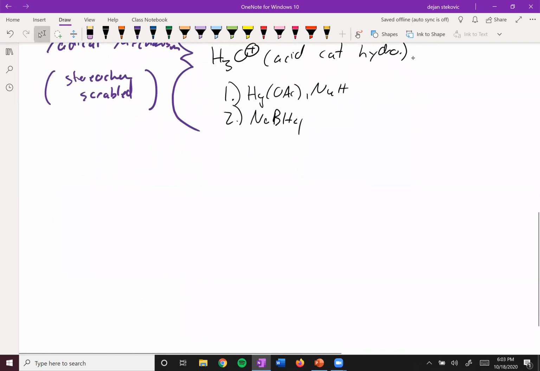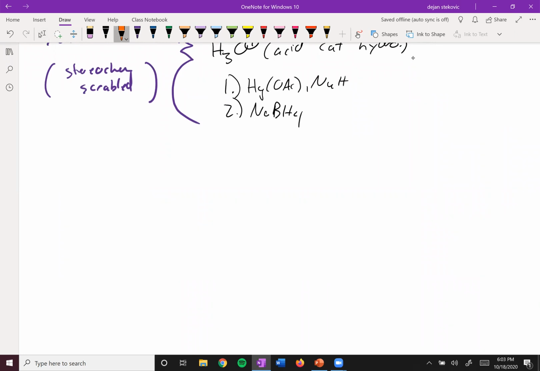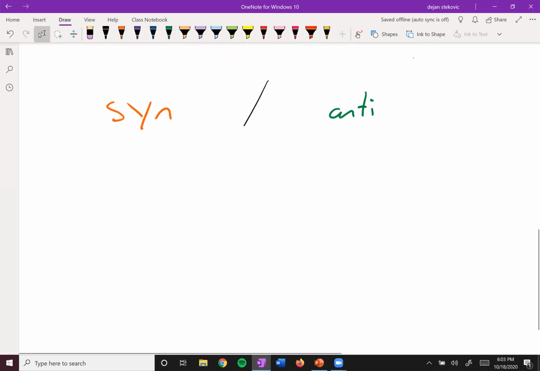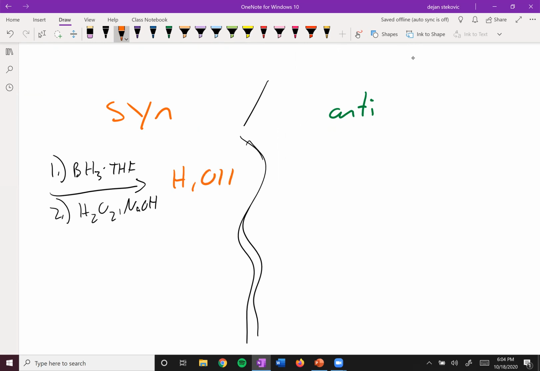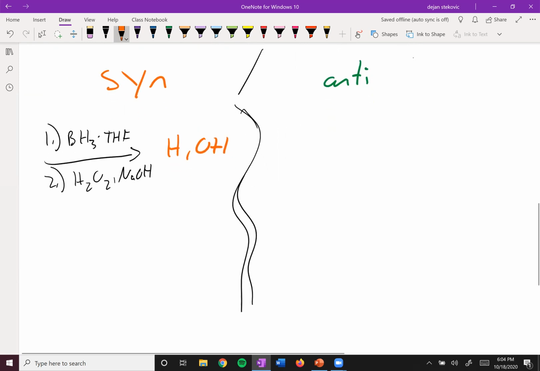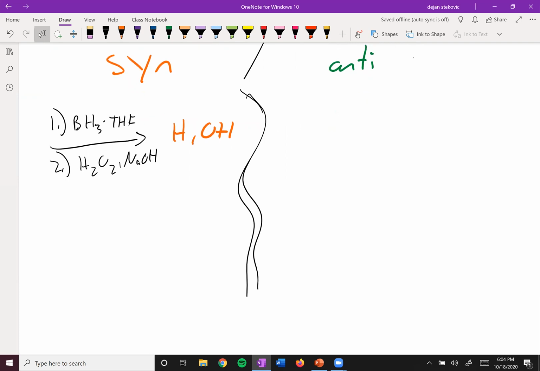And then we moved on to some other types of reactions, and these other types of reactions can either add syn or they can add anti to one another. And so in this case, it will matter. So first for our syn, we had our BH3 and THF, borohydration, followed by our oxidation. And remember, this adds a hydrogen and an OH syn with one another in an anti-Markovnikov fashion, if you want to think about the regiochemistry.